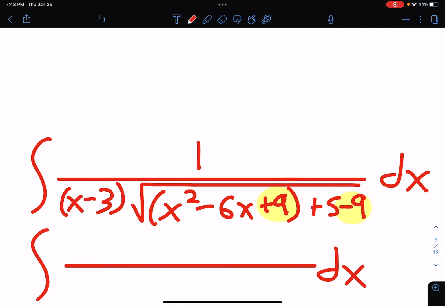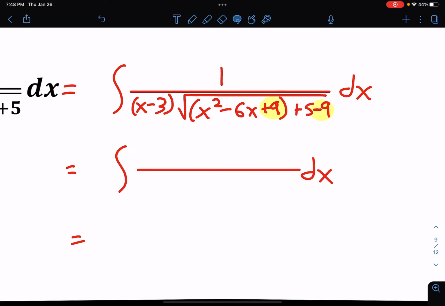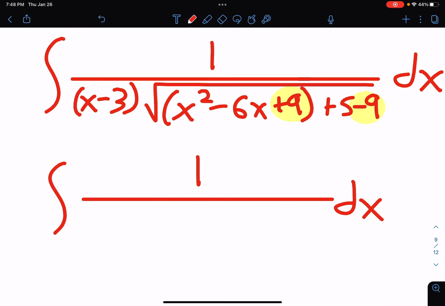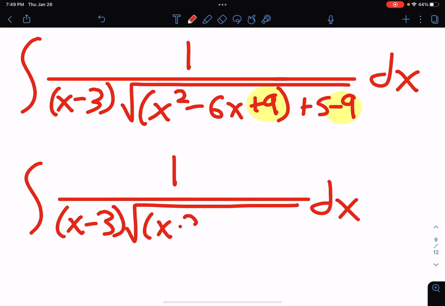And so now I can go ahead and rewrite this. Let me space this out here a little bit. Sorry, folks, I crammed this in a bit too closely. This is going to be 1 over x minus 3 times the square root of, very conveniently, x minus 3 squared. And then 5 minus 9 is going to be minus 4.